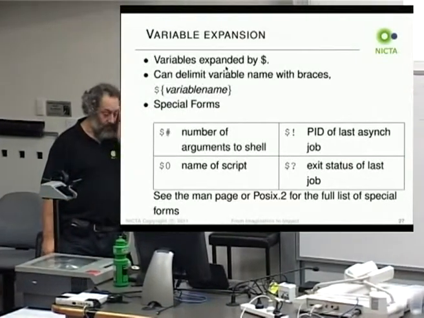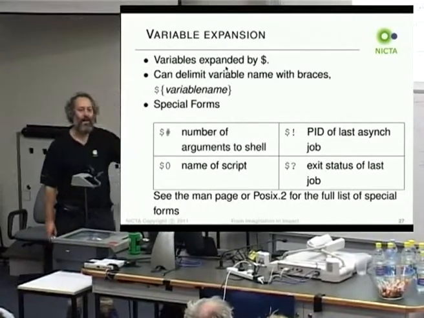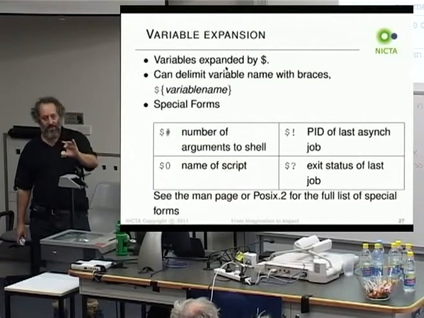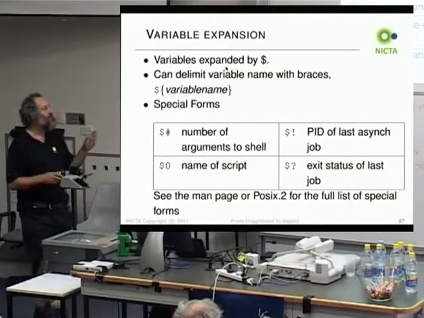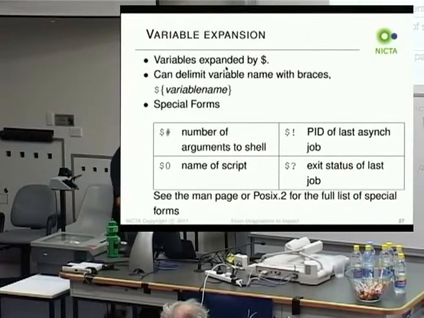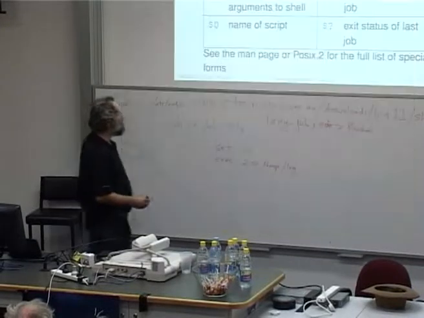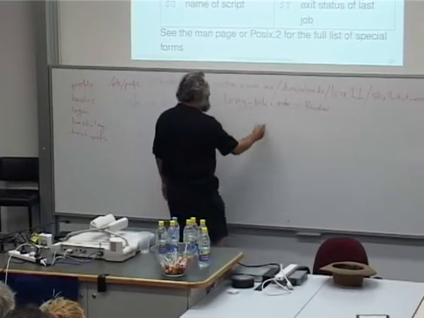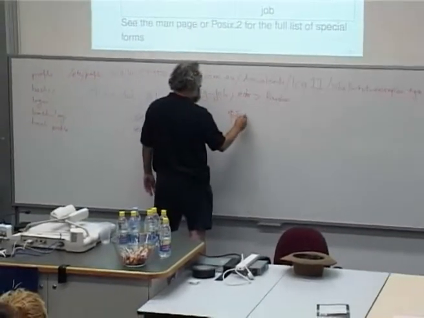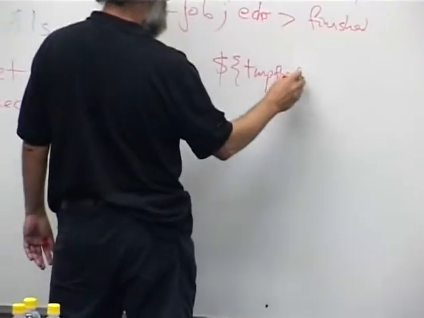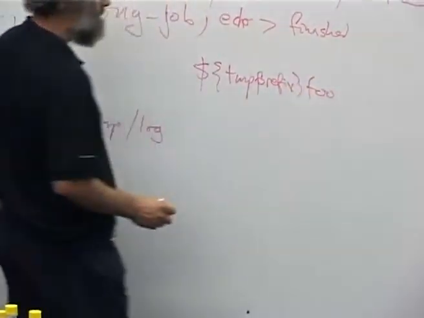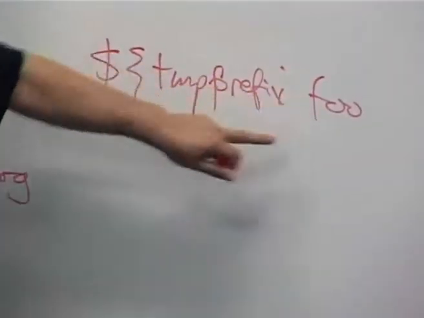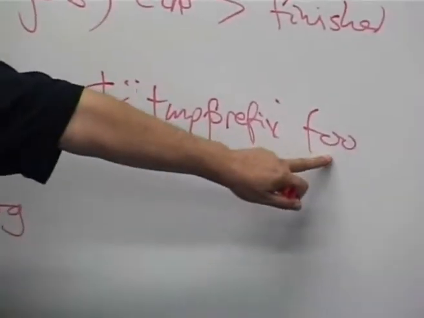Variable expansion. Variables can be anything, providing it starts with a letter or underscore. After that, you can have letters, numbers, or underscores. You can delimit the variable name with braces. So if you're trying to build a temporary file and you've got some prefix, you could say ${tempprefix}foo. And that will take the expansion of that and append foo onto the end of it. If you had it without the braces, then it would be a variable called tempprefixfoo, which is not what you want.